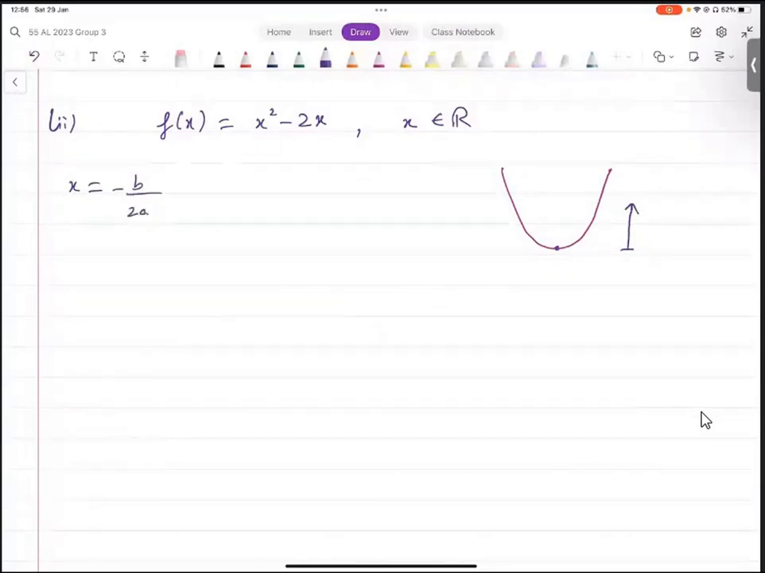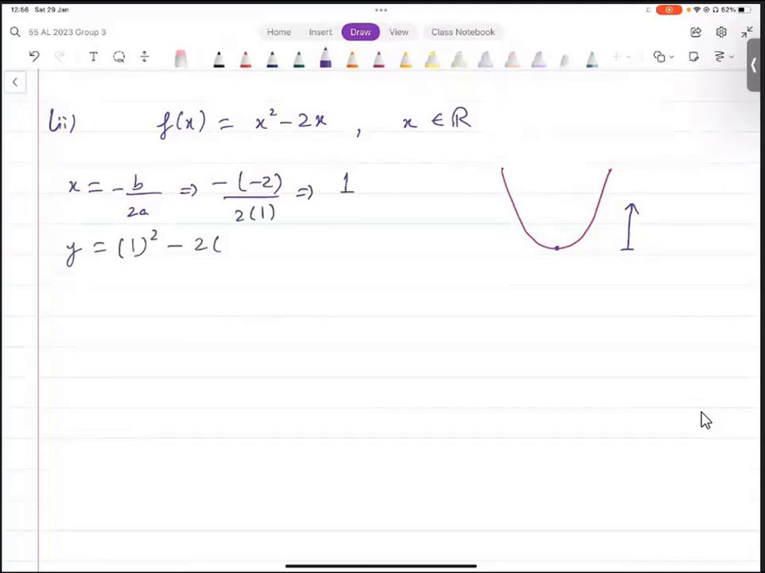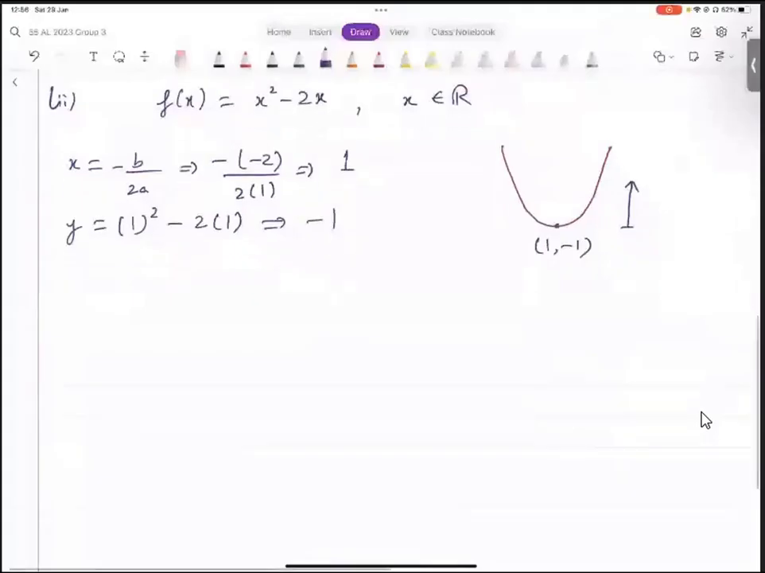What do we get from that? Minus into minus 2 over 2 into 1, and that is 1. X value 1 आ गई. What's the corresponding value for y? 1 square minus 2 into 1, and that is going to be minus 1. So the turning point therefore is 1 and minus 1. ये आपके पास turning point आ गया. ठीक है?